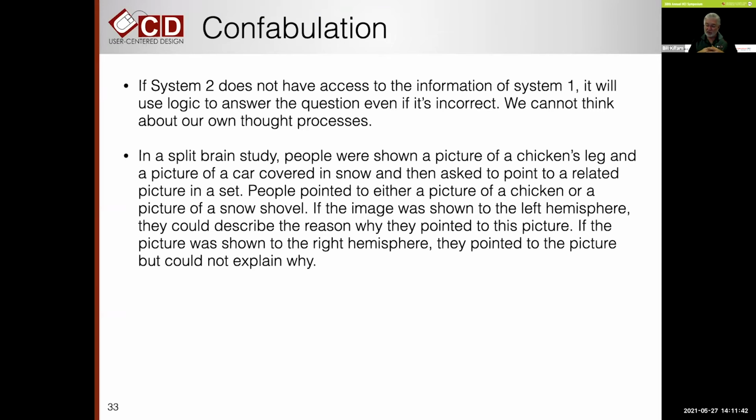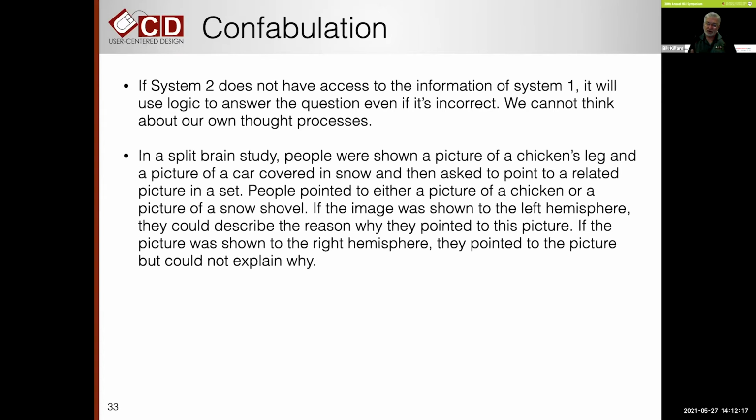So what they did was they showed people pictures of a chicken to one hemisphere, and then they said, okay, point to an array of pictures here, which one goes with what you just saw? They showed them a chicken leg, and they pointed at a chicken. And they said, well, why did you do that? Well, the hemisphere that saw it had speech in it, and so it was able to articulate it. Well, you showed me a picture of a chicken leg, and the chicken leg belongs to a chicken, so that's why I pointed at the chicken. Well, it makes good sense.